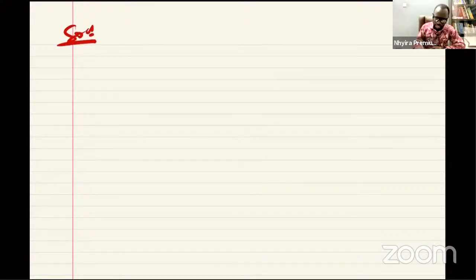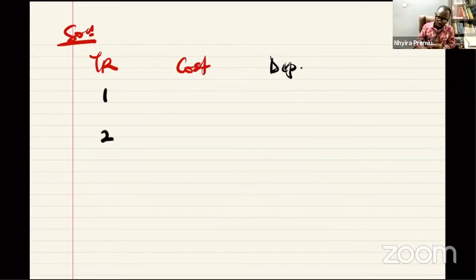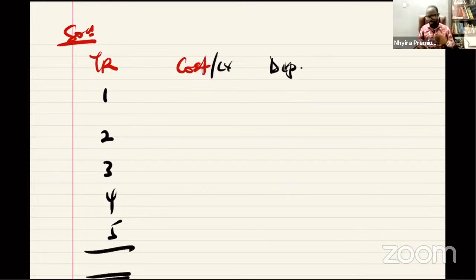You can put the year up like this. Then you could put the cost of the asset up like that. Then you could put the depreciation amount coming in there. So you're going to have 1, 2, 3, 4, 5, like this. We're going to have cost or carrying value here. Then you add it up. Now, if you add it up, what do you get?